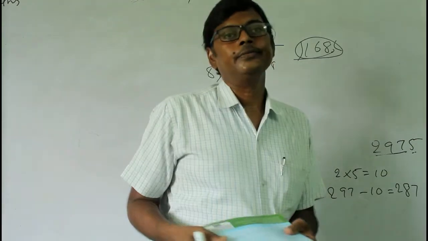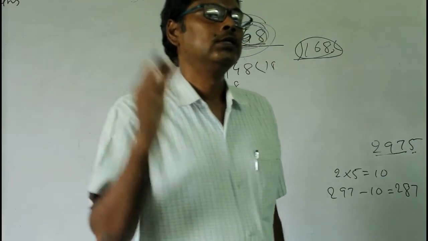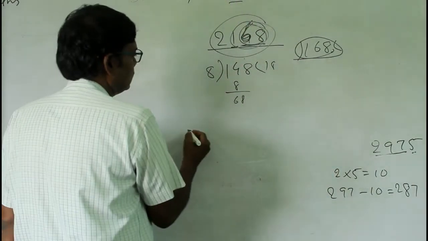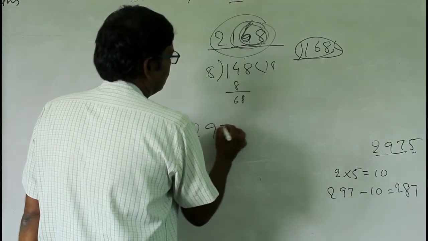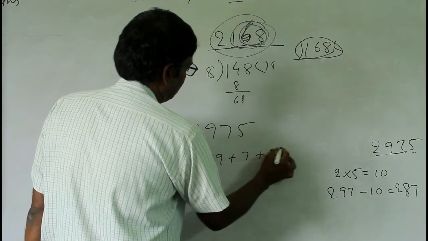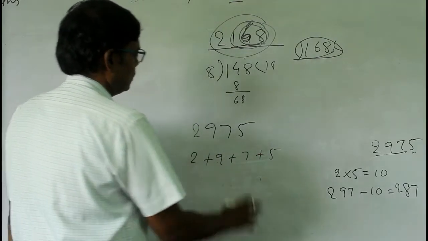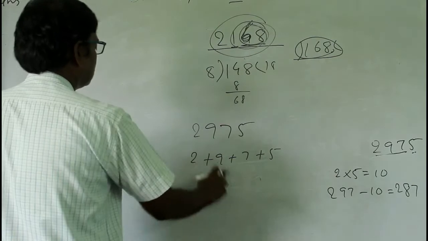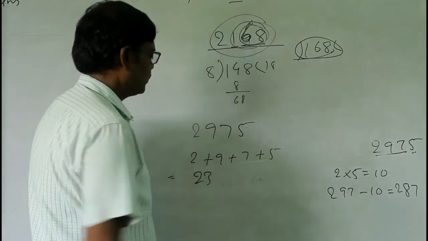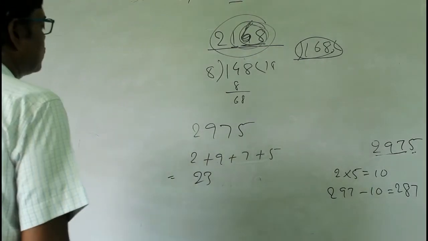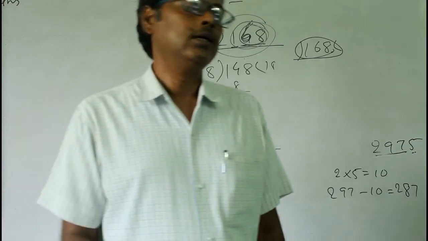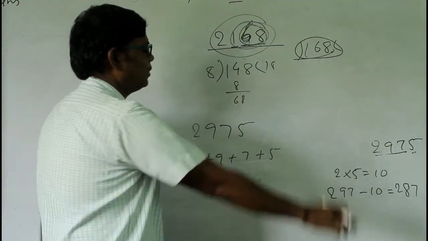Now for 9, this is similar to 3. Again, in the case of 9, we have to add all the digits. For example, take another number like this, 2975. Now here add 2 plus 9 plus 7 plus 5. So in this, find out 12 plus 9, how much will it be? 12 plus 9 is 21, plus 2 is 23. It has become 23. So you see that 23 is not divisible by 9. This means this number will not be divisible by 9.